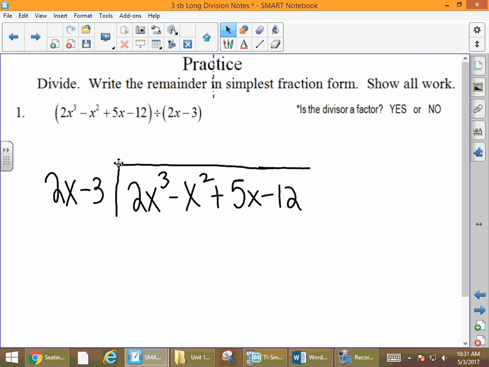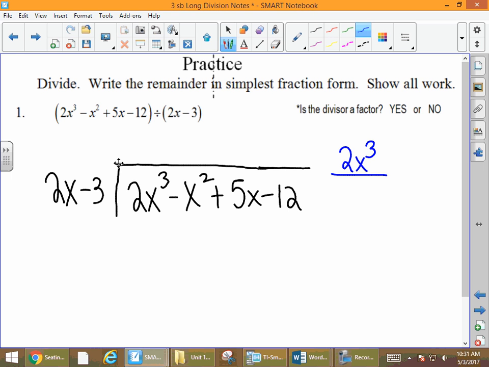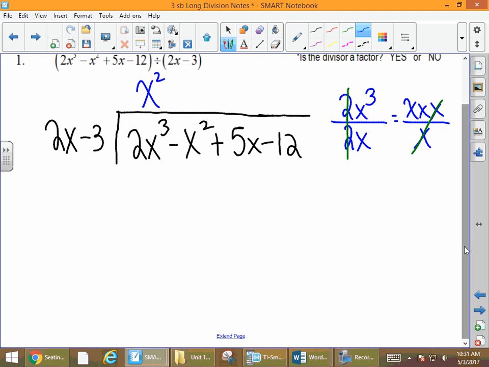And we're always trying to get rid of the highest degree term. So we're going to take 2x cubed. We're going to divide it by 2x. And 2 divided by 2 is 1. X cubed divided by x. It's x divided by x. So when we cancel out one of our x's, we're going to get x squared. We're going to use that value.